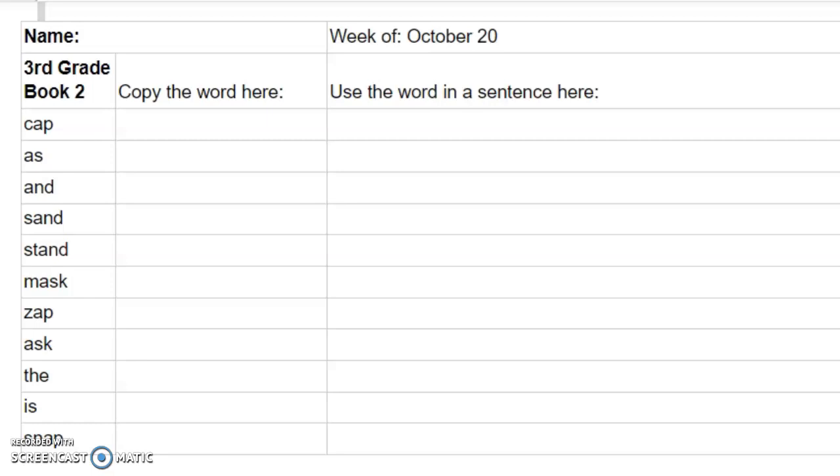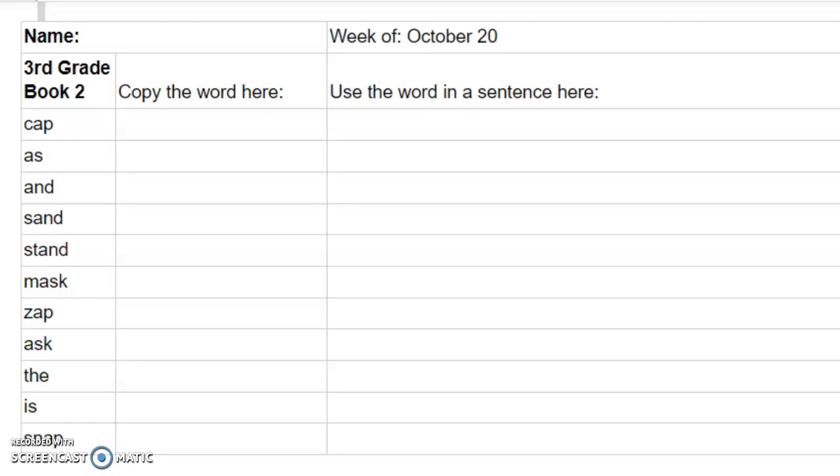If you don't have a printer, then just take a regular piece of lined paper from your binder and write neatly. You're going to copy the words, make sure you spell them correctly, and you're going to write the word in a sentence. Remember, a sentence starts with a capital letter and ends with a period. Also, I like you to try to not start your sentences with the word I.